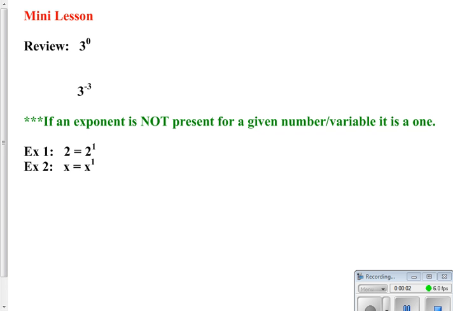Today's mini lesson is on product of powers. We're going to start off with a little bit of a review. The review section here, we have 3 to the power of 0. We know anything that has an exponent of 0 is 1. 3 to the negative third power.